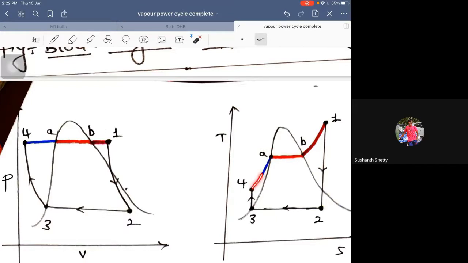While it is moving in the economizer, there is no phase change. But once it has entered the boiler, it starts to change its phase and becomes more and more dry, and then reaches the vapor state at the end. Getting my point? That means from A to B, it is continuously changing its phase. Understood?